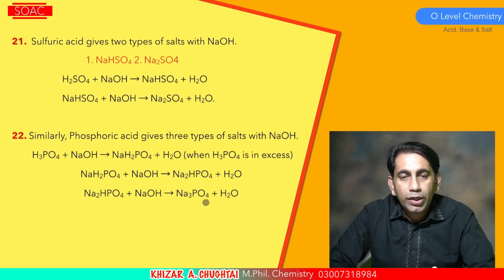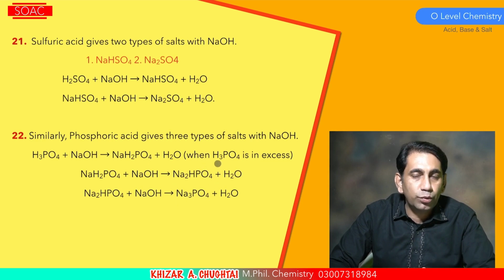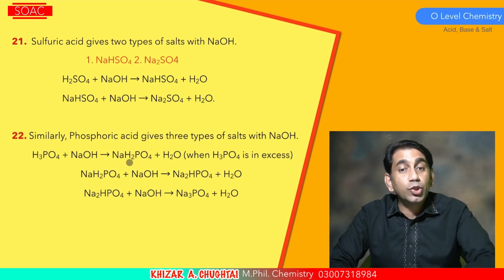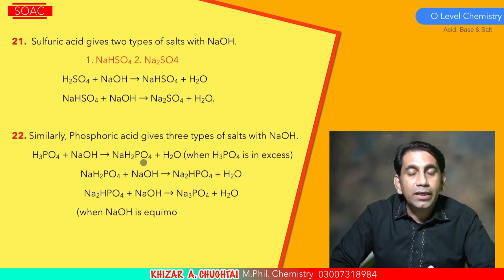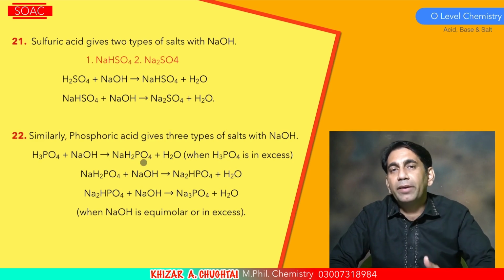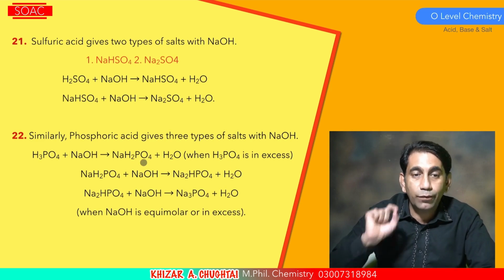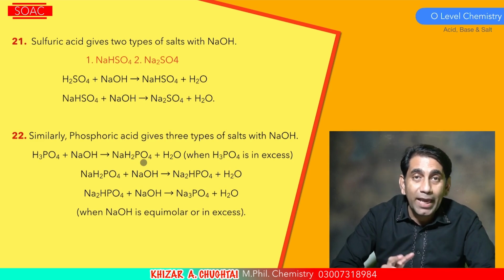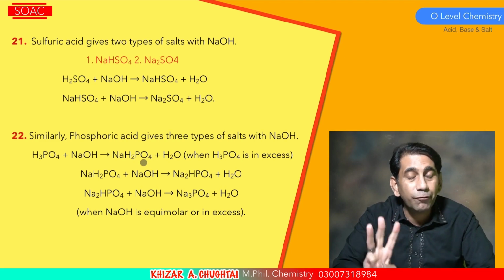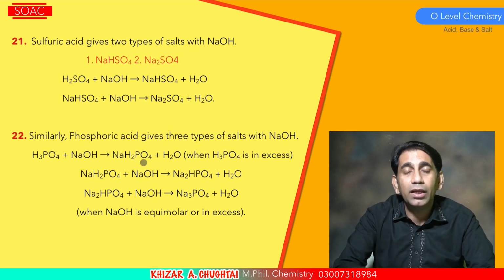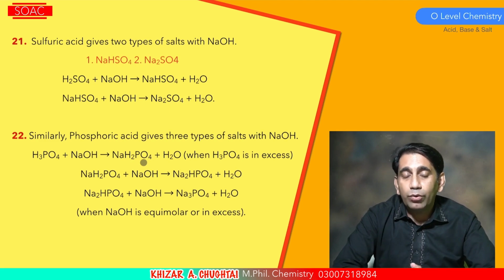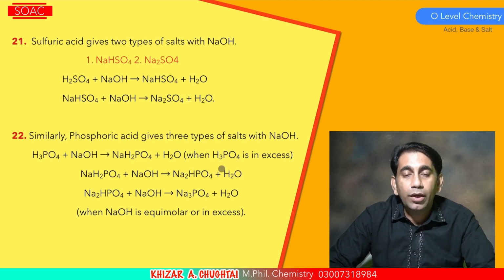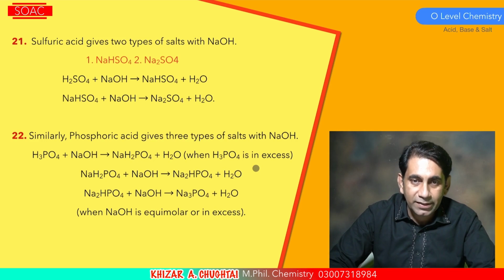So when H3PO4 is in excess, then only 1 hydrogen is replaced, and when sodium hydroxide is in excess, then all hydrogens will be replaced turn by turn. So phosphoric acid can make 3 different compounds as salts whenever it is allowed to react with sodium hydroxide or any other base.